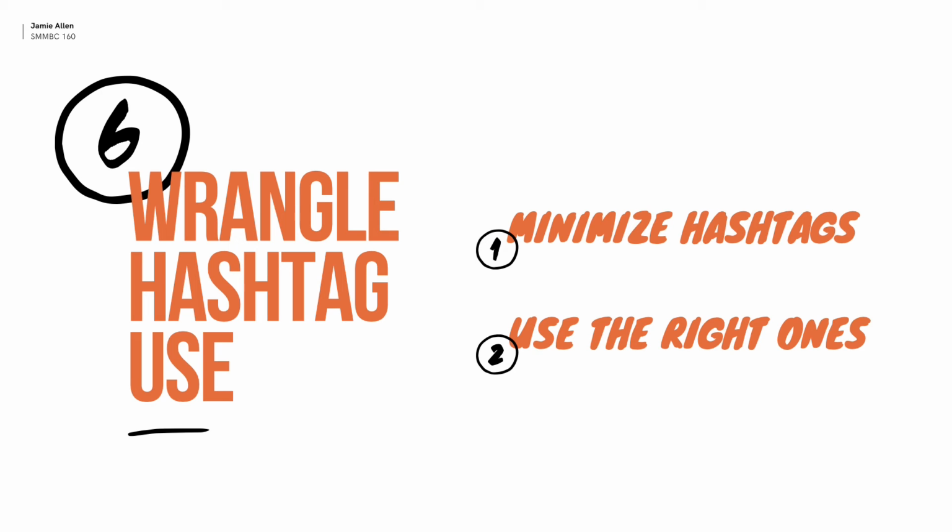Tip number 6, wrangle hashtag use. Tweets with hashtags get 2 times the engagement as those without. However, tweets with more than 2 typically decrease engagement by 17%. Identify your popular relevant hashtags using Twitter Analytics or tools like Hashtagify that analyze your content and suggest appropriate ones.